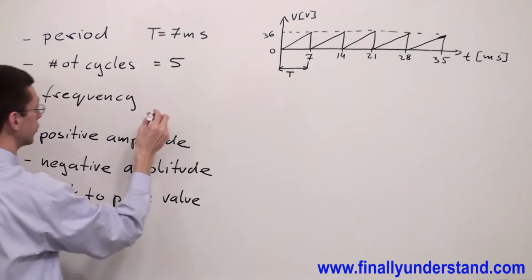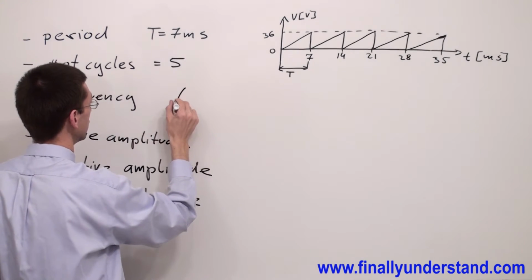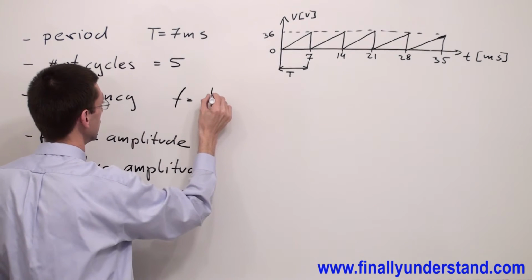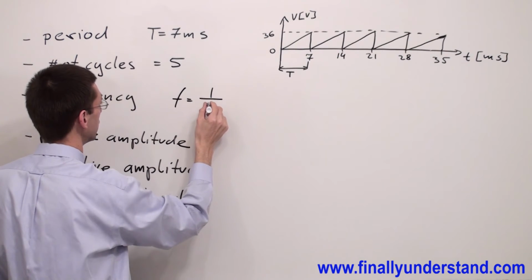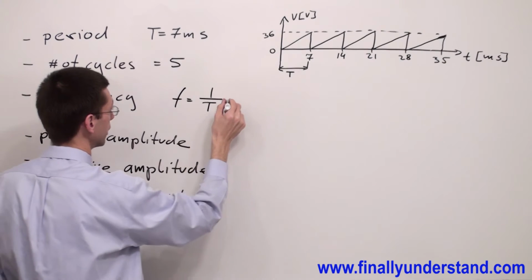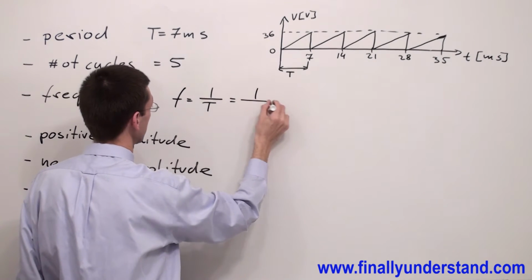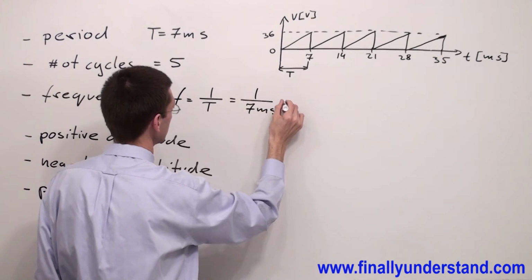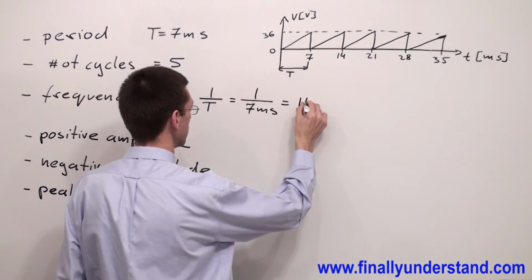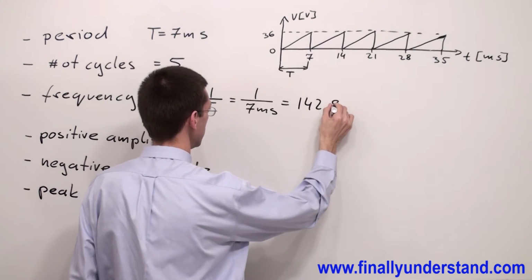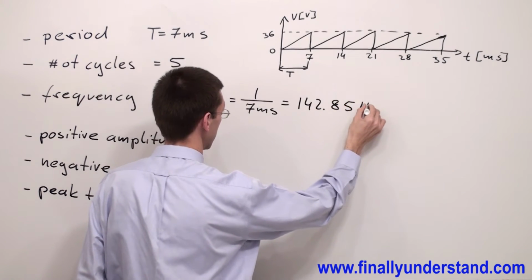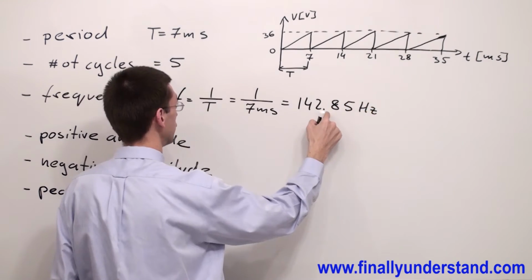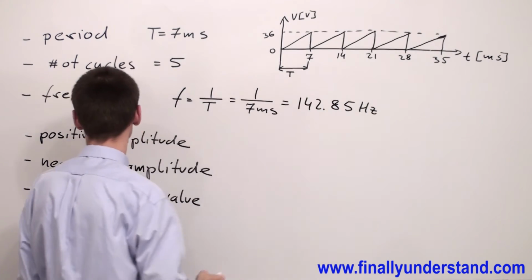Frequency. The formula for frequency says frequency is 1 divided by period, which is going to be equal to 1 divided by 7 milliseconds, which is equal to 142.85 Hertz. This is the frequency of this wave.